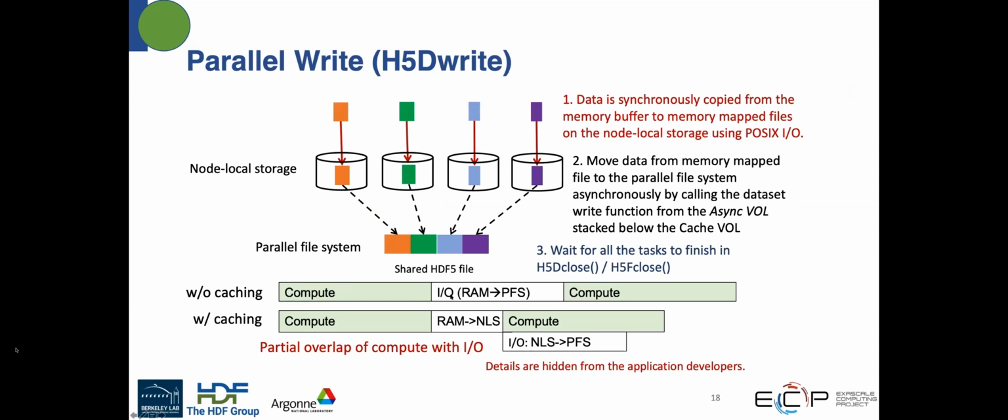So this is one example of it: compute and I/O phase. In the I/O phase, instead of moving the data from RAM to the parallel file system, you'd be moving it to a node local storage, which is faster. That is the time we are going to save. And if we do that movement asynchronously, that is what we are seeing as benefit.